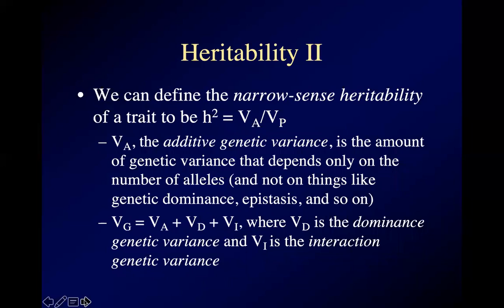We can define the narrow sense heritability of a trait to be the additive genetic variance as a fraction of the total phenotypic variance. Additive genetic variance is the amount of variance that depends only on the number of alleles. You've just seen, or you're about to see, a great example of this because I had you tracking down cats in shelters that have white spotting, right?